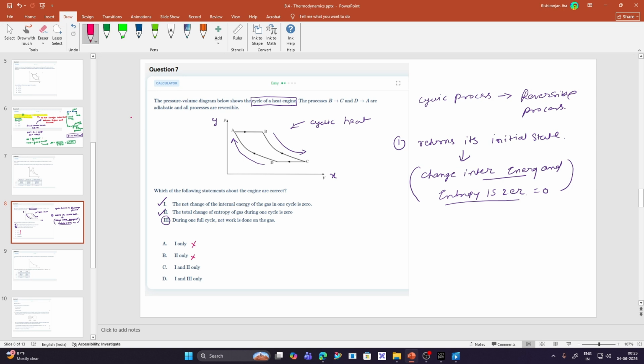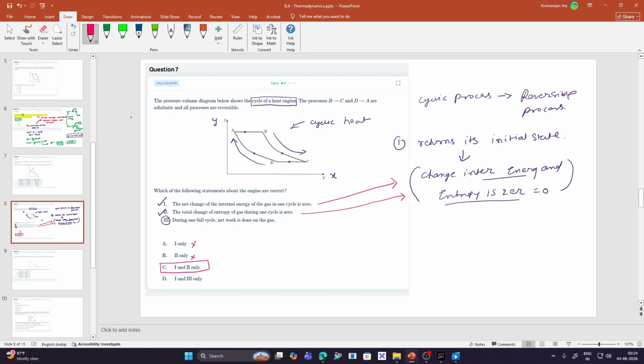And from the definition of the cyclic process, we can say that the internal energy as well as entropy is 0. So C is the perfect choice, where you can see we have option 1 and 2 only. Statement 1 says the net change in the internal energy of the one cycle is 0. We satisfied this statement of cyclic process, and the total change in the entropy of the gas during this cycle is also 0, which also satisfied the cyclic process definition.